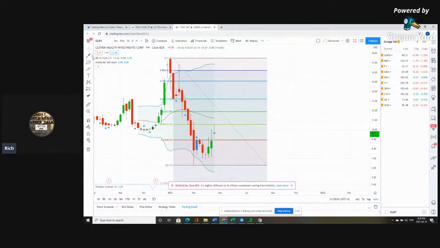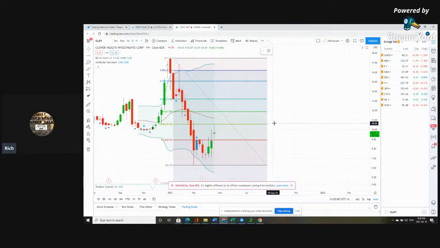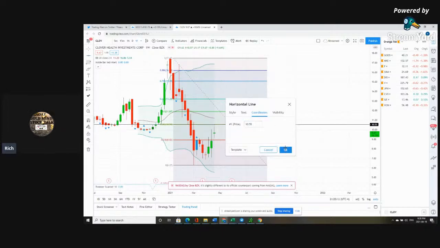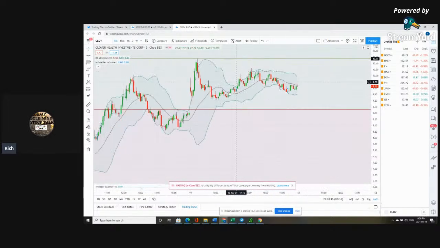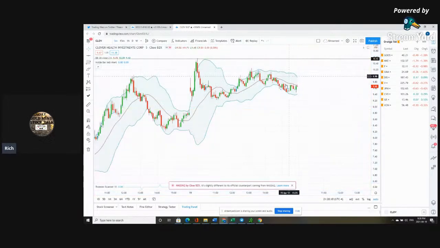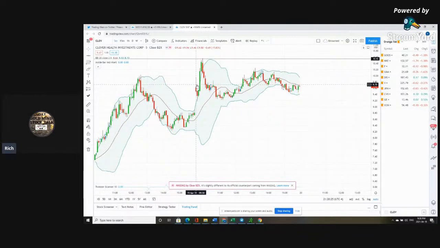Let's draw this line together here. Let me teach you guys how to master some of these things. Draw a line right here. 10.55 is the fib. Let's go to the 5-minute chart. Let's get rid of this. Okay, we're on the 5 minutes. So this is today. You guys agree with me?